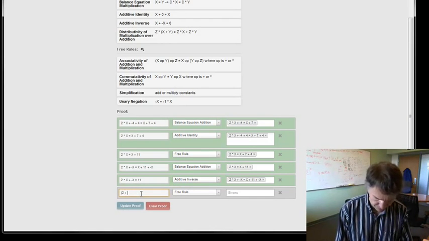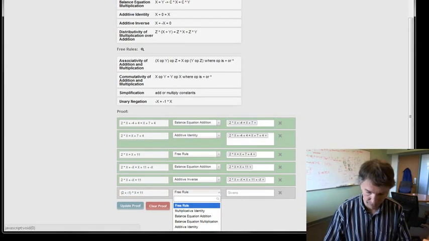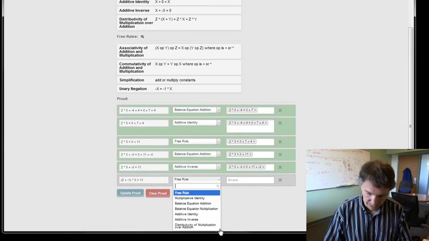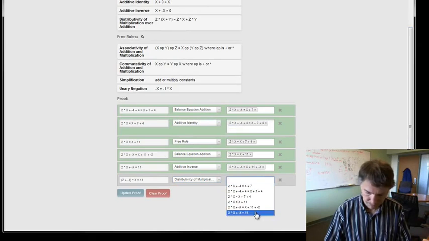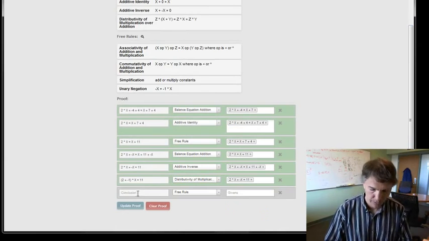2 plus negative 1 times x is equal to 11. And so we're using distributivity there, but we're also using the unary negation rule that says negative x is equal to negative 1 times x. But that's a free rule, so we don't have to worry about that. So the only rule we need to name is the distributivity rule, and that follows from the previous step of the derivation. We update that. Okay, and now we're just about there.